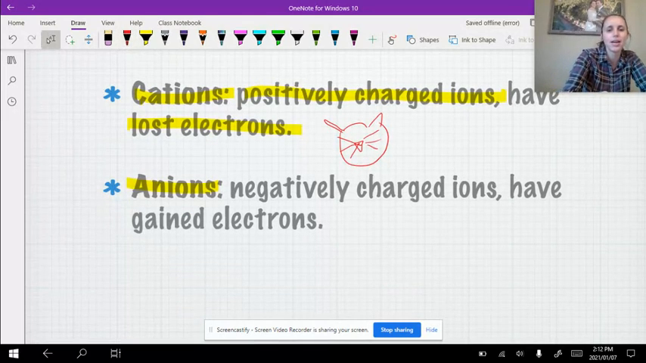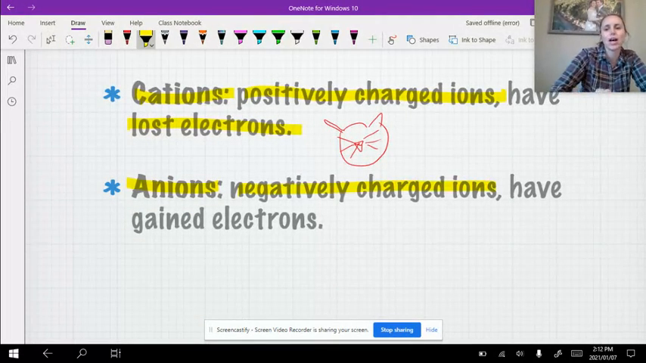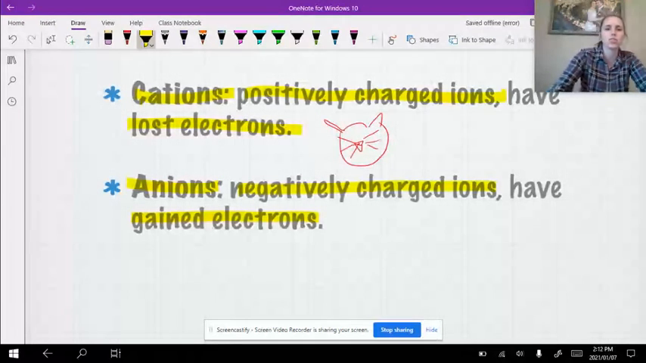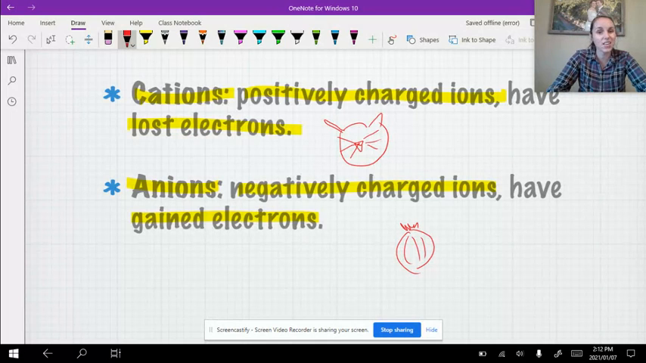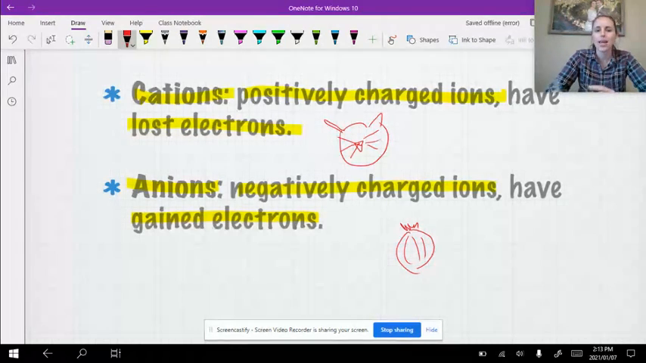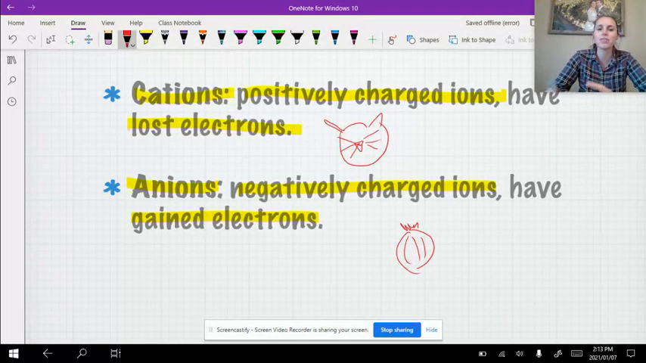Anions, on the other side, are negatively charged ions. They're negatively charged because they gained electrons. Again, only electrons can move. I can't lose positives, I can't lose protons. So anions are negatively charged ions that gained electrons. I like to think of this like an onion, so we're going to draw ourselves one. That's a pretty good onion, right? Onions are negative. Onions make you cry, and no one likes to cry. Anion kind of sounds like onion. Anions are negative. They've gained electrons and have an overall negative charge.